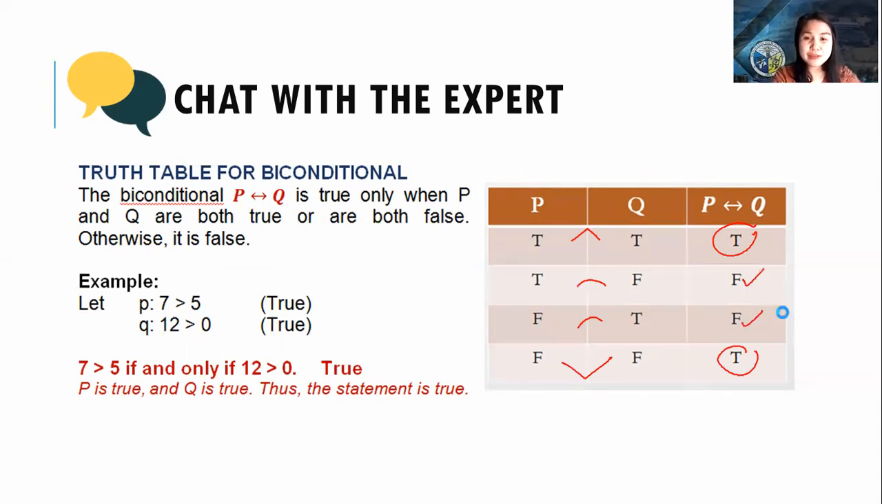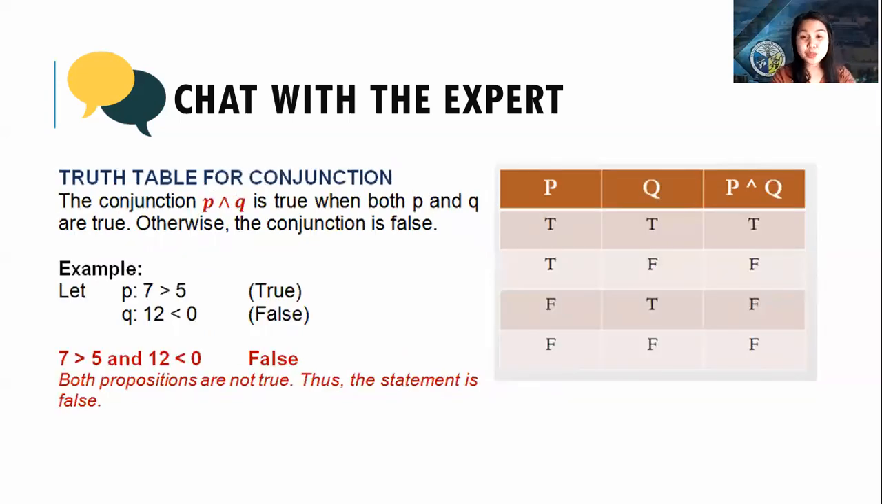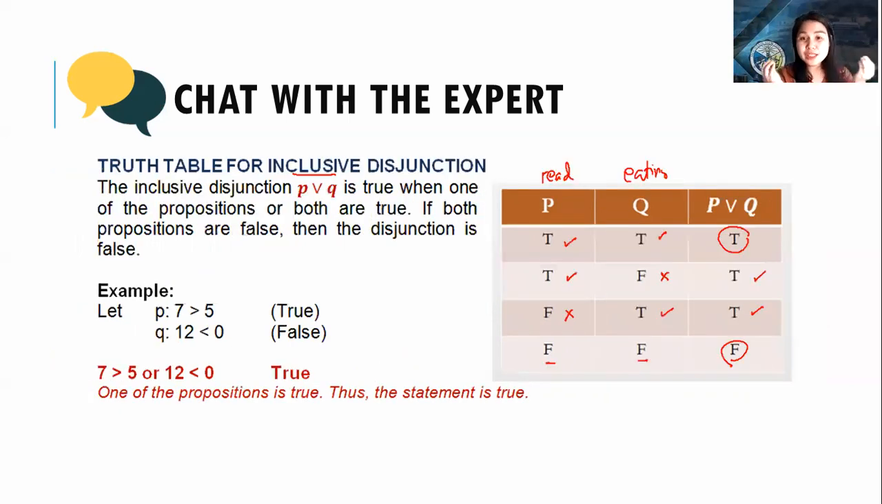Let's have a very brief review. Conjunction. It's true when both are true. Inclusive disjunction. One should be true.